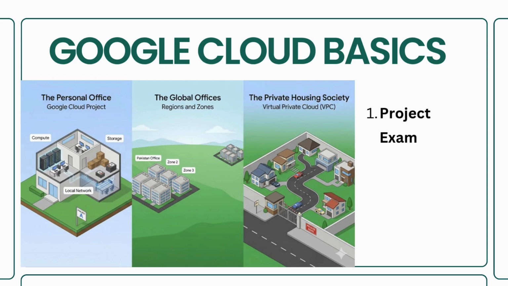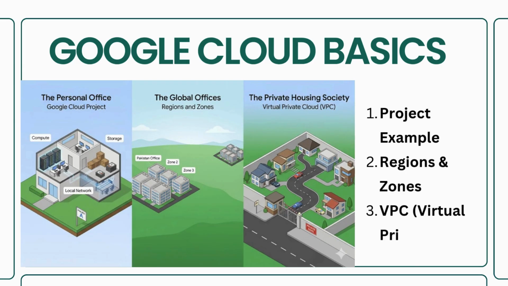Before networking, we must understand the foundation of Google Cloud. 1. Project example. Think of a project like your personal office. Inside your office, you can create computers, storage, networks. Each company has its own project. 2. Regions and zones. Imagine Google Cloud has offices in different countries. Pakistan office equals region. Different rooms inside office equals zone.